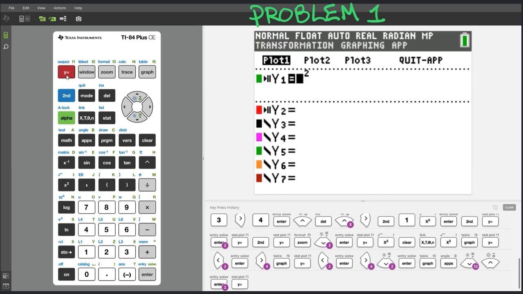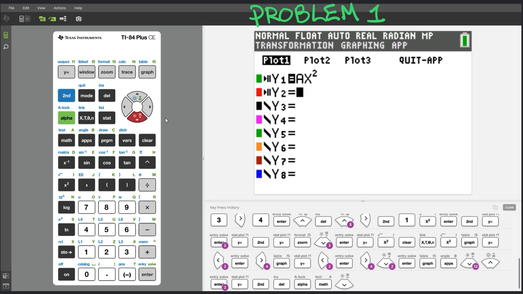Now, checking out y equals, and alpha a to enter a. So we already have this equation in here. If we just type alpha a, it will replace this x. So let's press second insert, and then alpha a. So now we have this equation, ax squared. Notice how this looks just like your regular graphing calculator, but it says Transfrm Graphing App up here. And this is how you quit the app over here.